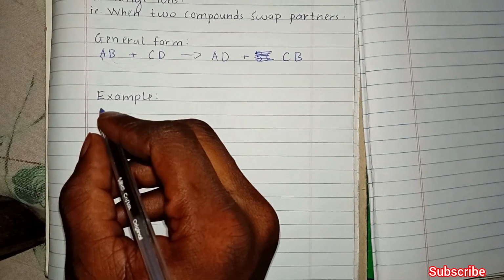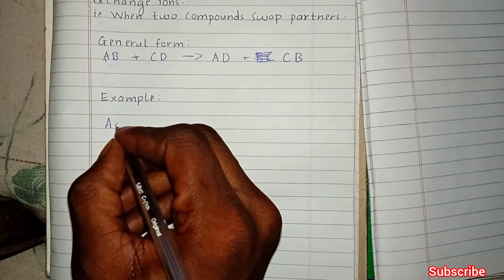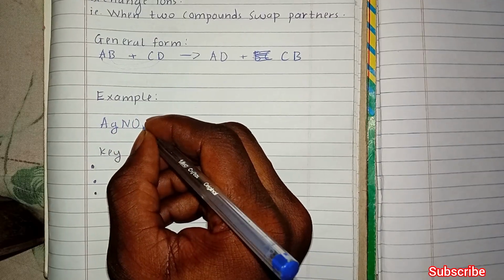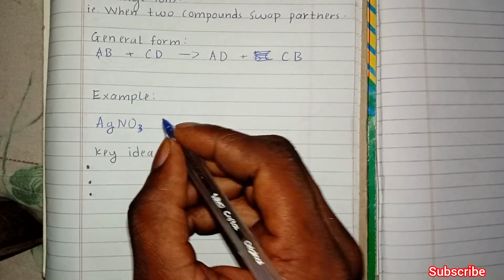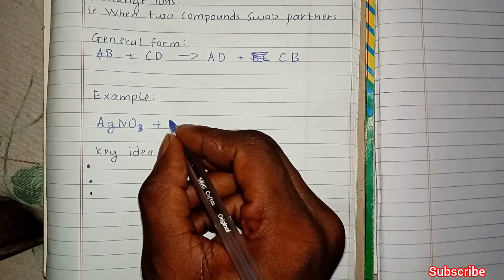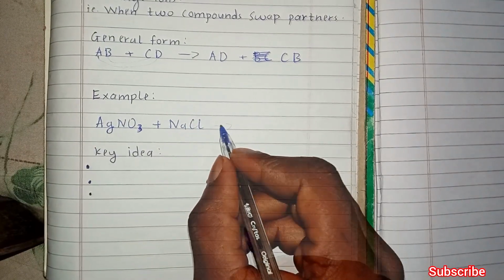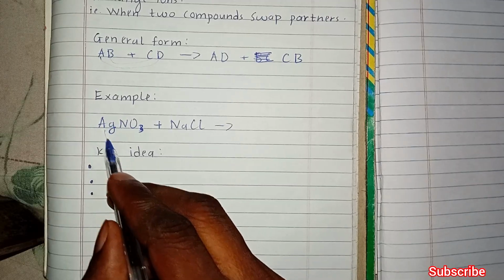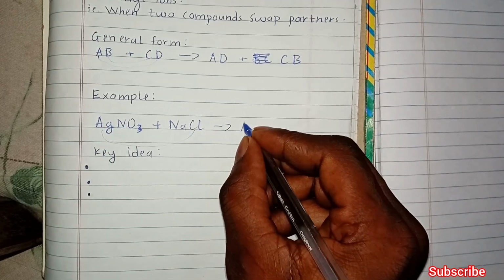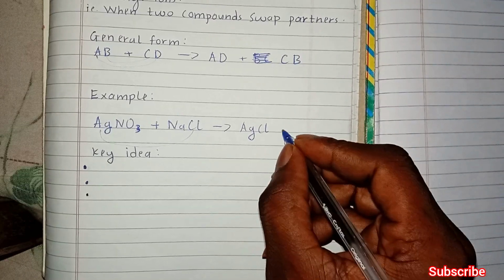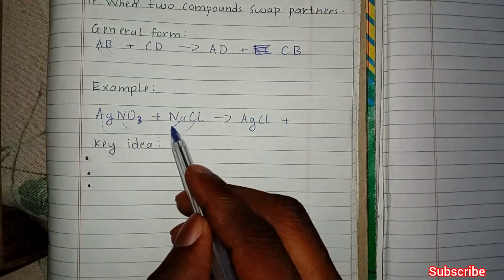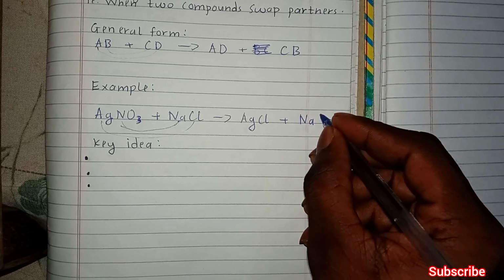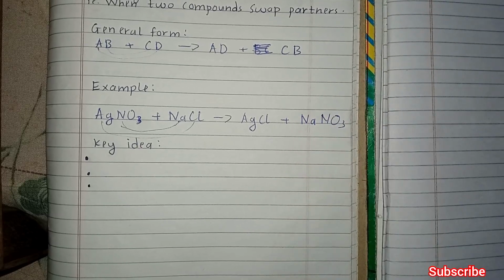So silver nitrate reacting with sodium chloride. So now this is a double displacement reaction. So the first goes with the last. We have silver chloride plus the first here also goes with the last here, forming sodium nitrate.